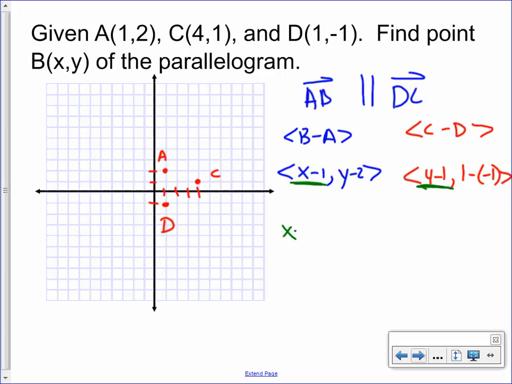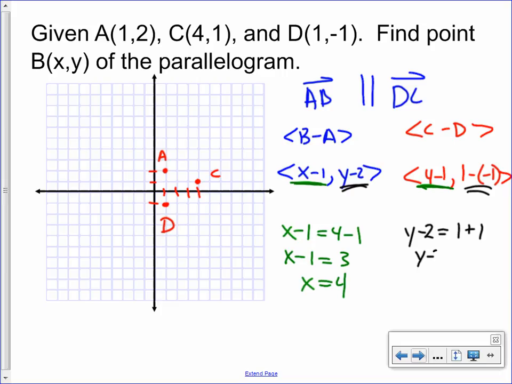So x minus 1 has to equal the 4 minus 1 part, aka x minus 1 is 3, so x is 4. Yeah? And this has to equate to this. So y minus 2 is equal to, I'm just going to write 1 plus 1. So y minus 2 is equal to 2, so y is 4? Is that what you said, Brianna? Or did you say something else?